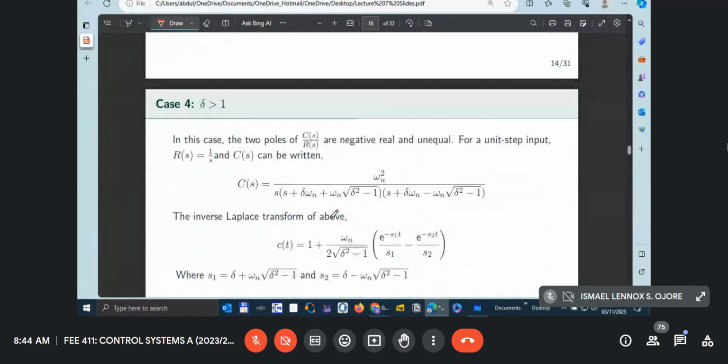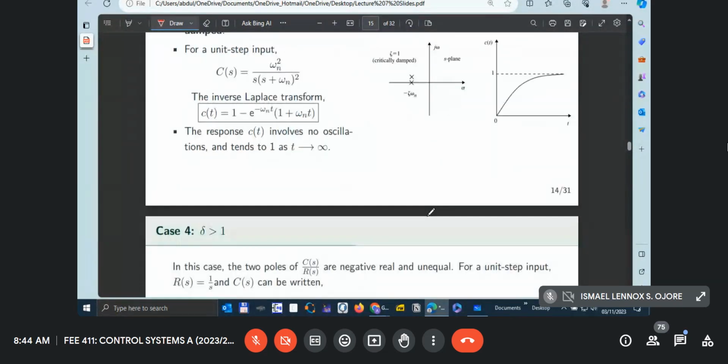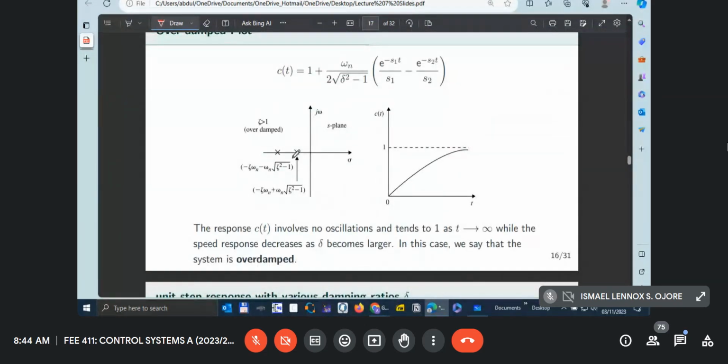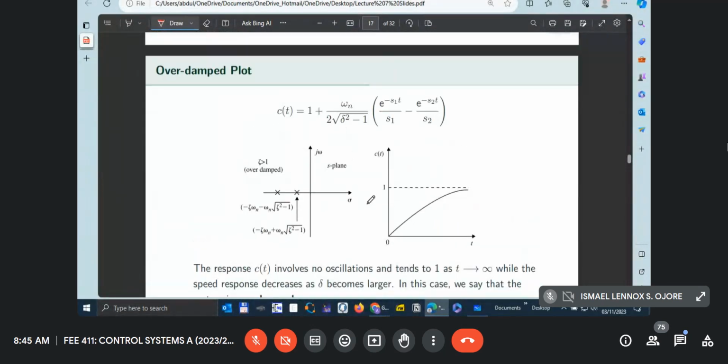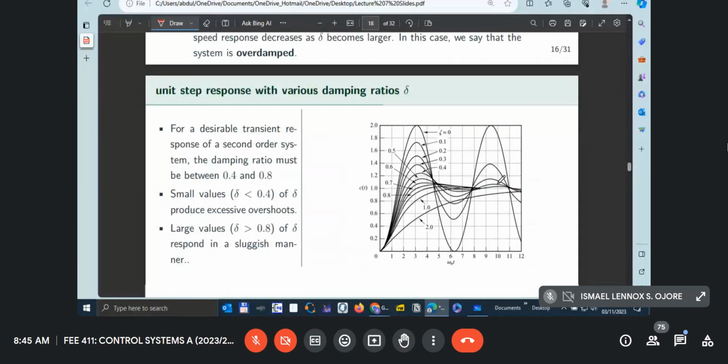In a critically damped case, these 2 roots are equal. You see, these are equal roots. They are 2, but they are the same. Here, these 2 roots are on the negative real axis, but they are not equal. You can see here you have minus, and this one is plus. So we have 2 exponents, and the system is actually sluggish. We call that system an overdamped case.